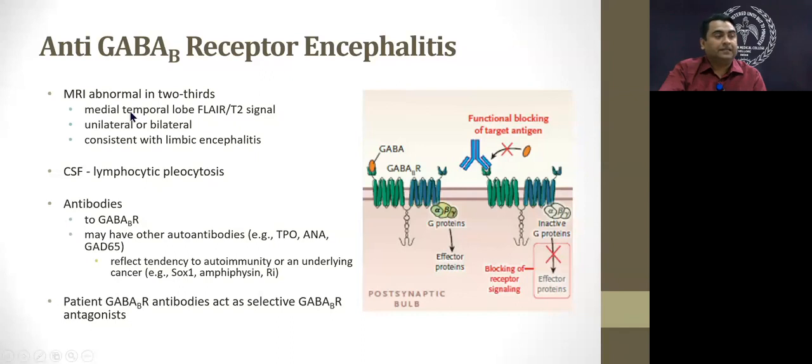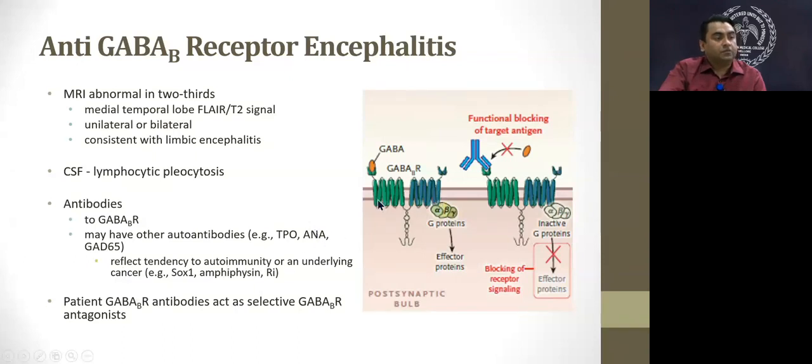The MRI here is usually abnormal in two thirds, typically showing medial temporal lobe hyperintensity, which can be unilateral or bilateral and is consistent with a limbic encephalitis clinical picture. CSF, again, is not very contributory, giving a picture of lymphocytic pleocytosis. The antibodies are to the GABA B receptor, and there may also be other associated autoantibodies, to thyroid peroxidase, GAD65, etc.